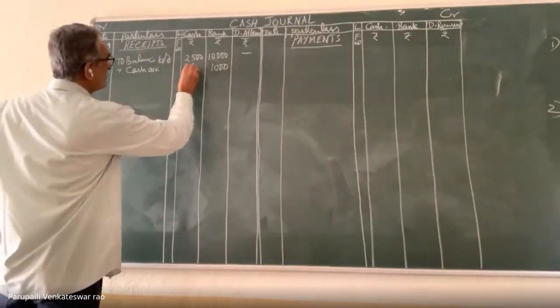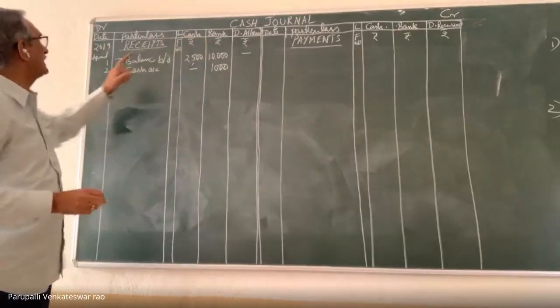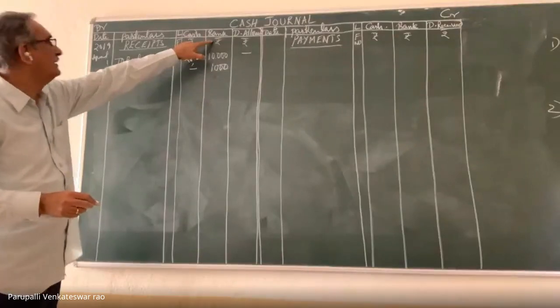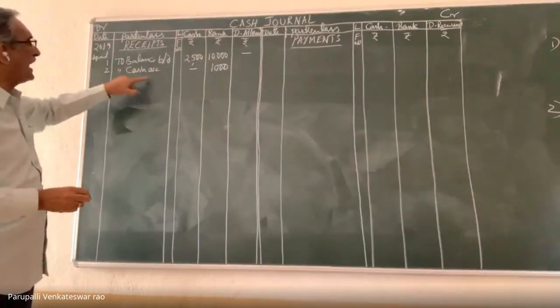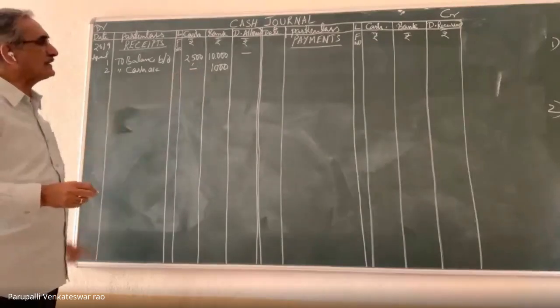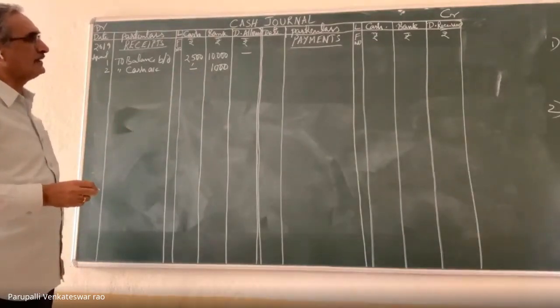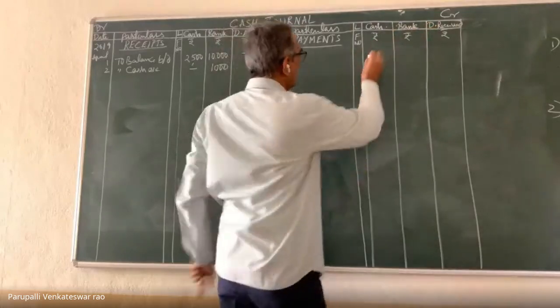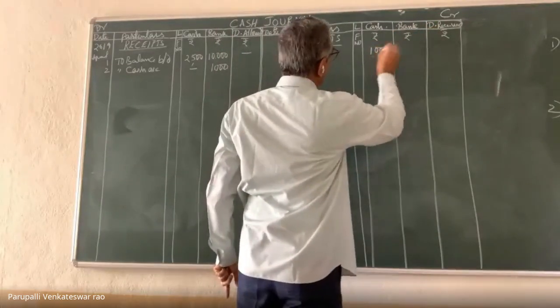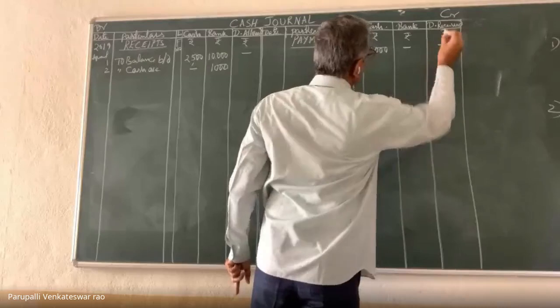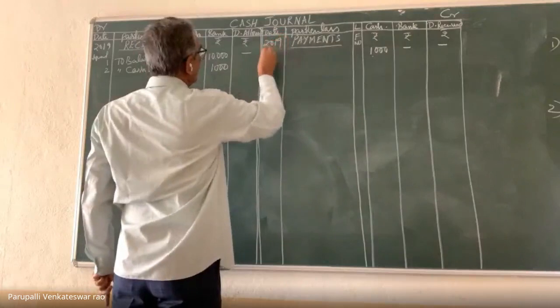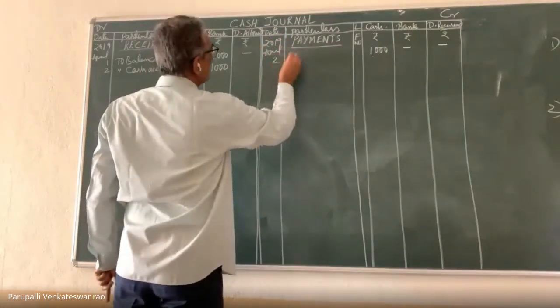This is in the cash column. The entry is bank account debit to cash account. Right? So which account is credited? Cash account is credited. How much credited? 1,000. So bank column dash, discount column dash. It is credited on what date? 2019 April 2nd, by bank account 1,000.